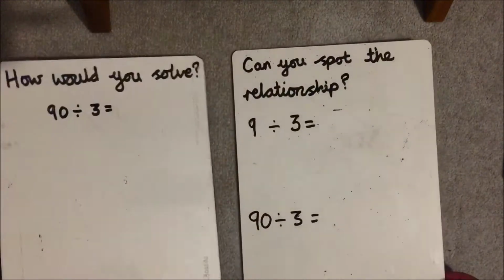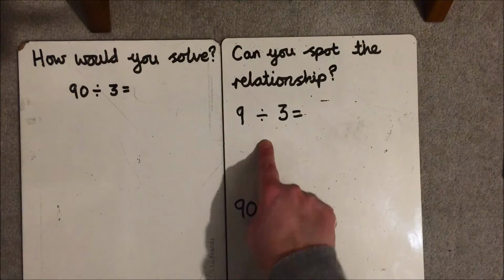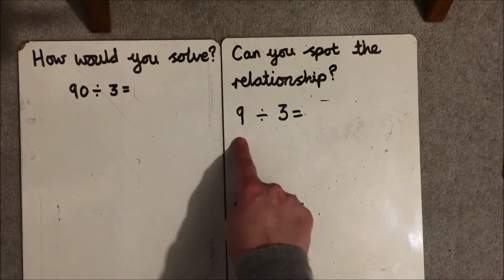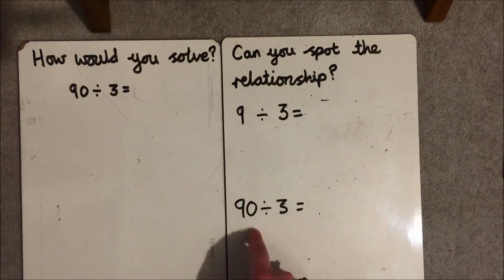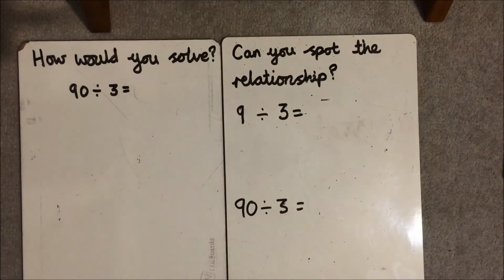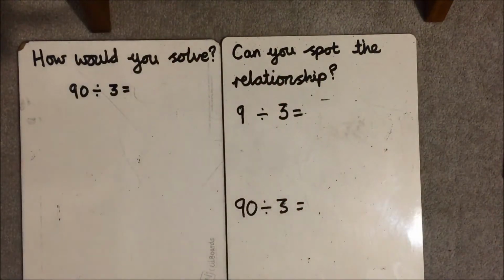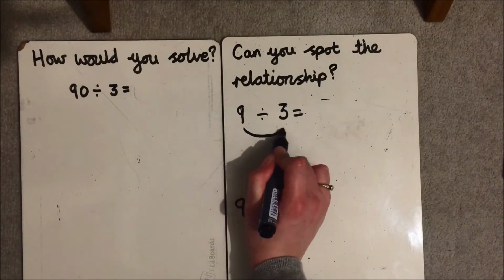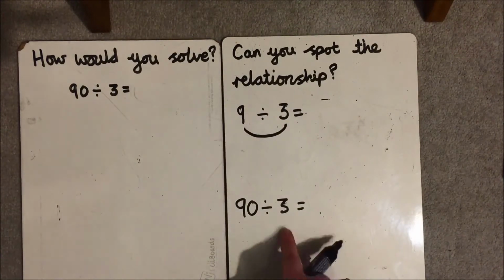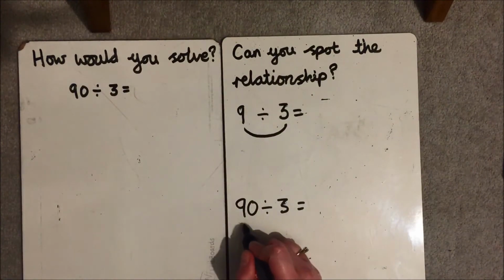So, how will we solve 90 divided by 3? My smaller number operation, which I said we're going to look at first, is 9 divided by 3. And the bigger number operation is 90 divided by 3. Can you spot the relationship? How are they related or linked? Pause the video, have a think. Can you see 9 ones divided by 3? How is it similar to this one? Can you also see 9 divided by 3 in this one? I can. It's a secret one.